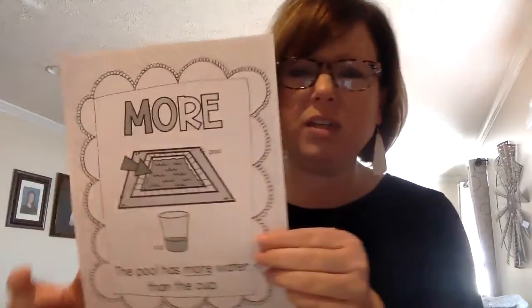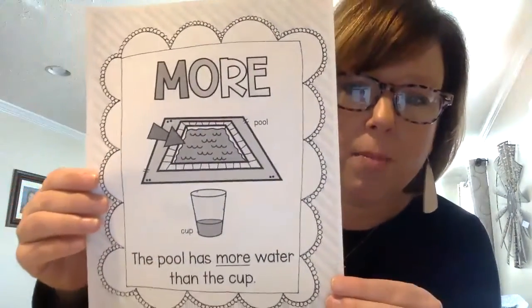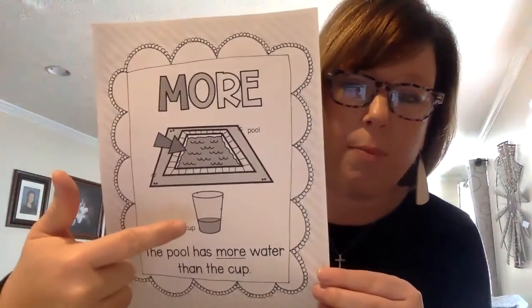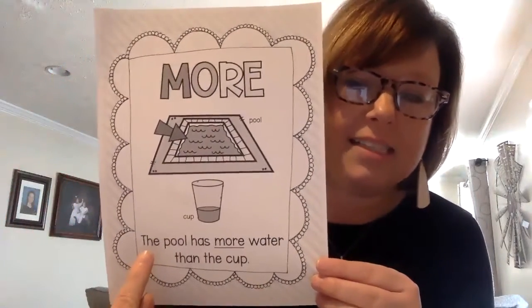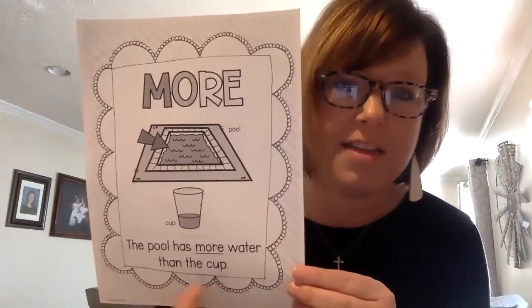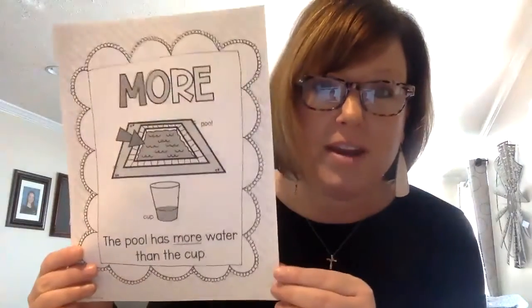And I hope you guys remember those words from when we did it earlier in math. So let's start with the word more. Okay, here we have a swimming pool. Here we have a cup. All right, and our sentence says the pool has more water than the cup. And we know that, right?